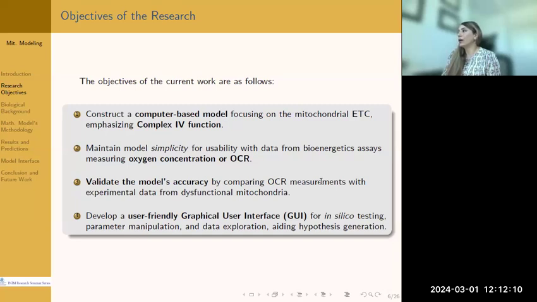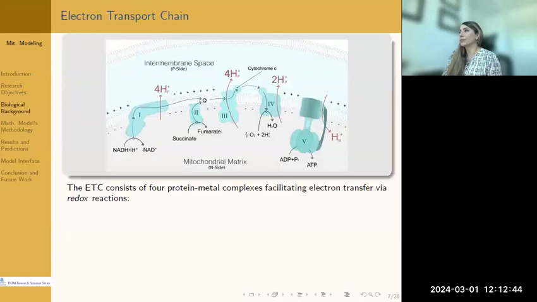silico testing of mitochondrial functioning, manipulations to model parameters, and environmental conditions for supplemental data exploration, fitting the model to existing data for investigating more insights and hypothesis generation. These objectives serve as the roadmap for our research, guiding our efforts to advance our understanding of mitochondrial function and its implication in various physiological and pathological processes.